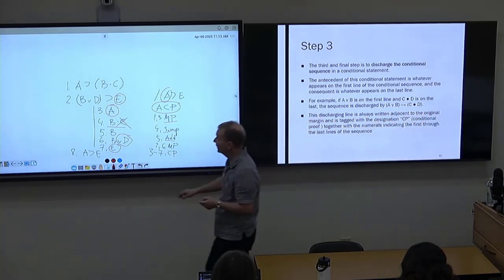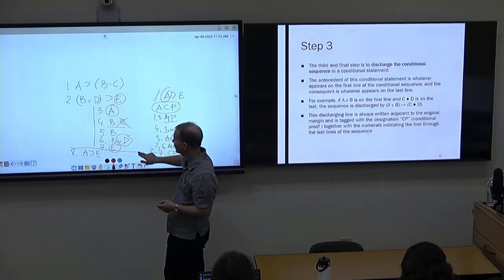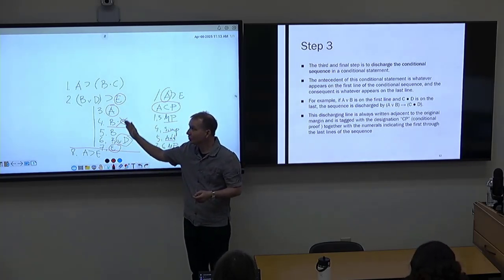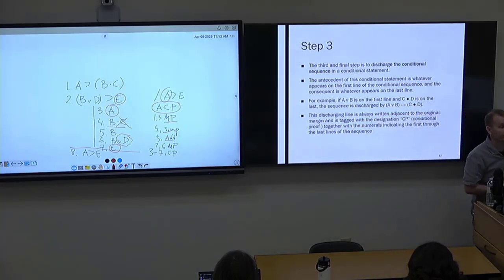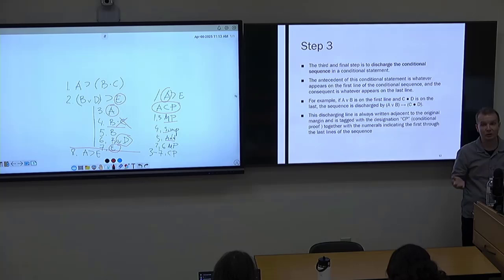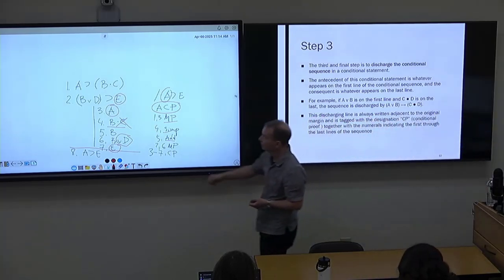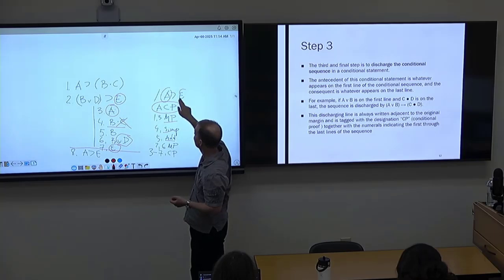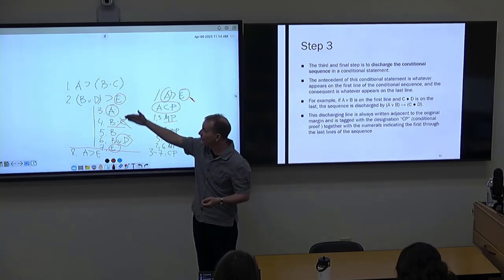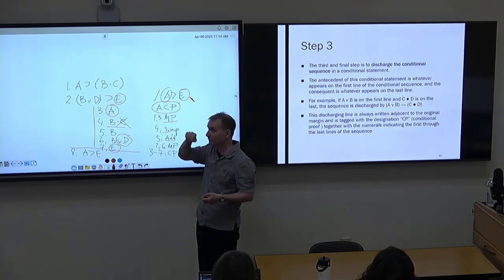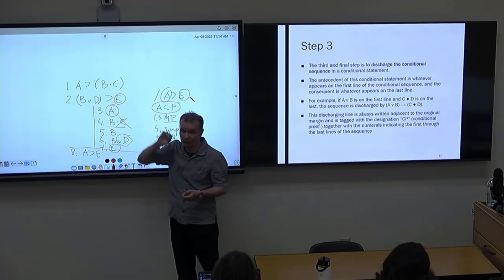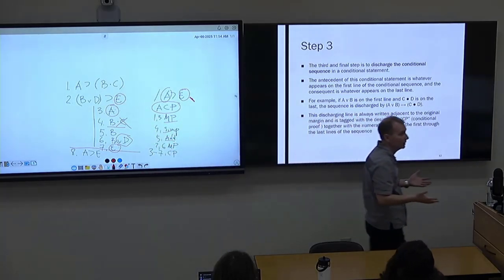So this is here, right? This is where you discharge it, because you cannot finish with the conditional. The antecedent of this conditional statement is whatever appears on the first line of the conditional sequence, and the consequent is whatever appears on the last line. So antecedent and consequent in this case would be A and E. And in this case we have just proven that our conditional does indeed follow from these two premises. That's what we did.